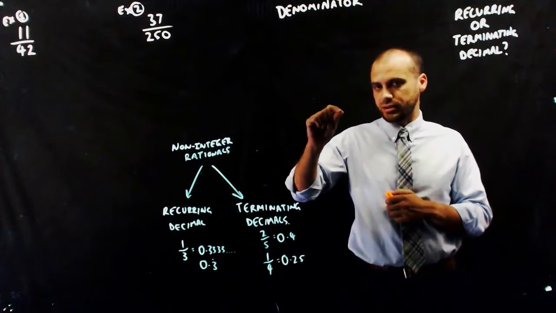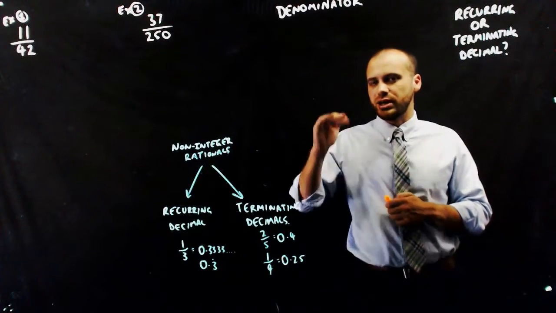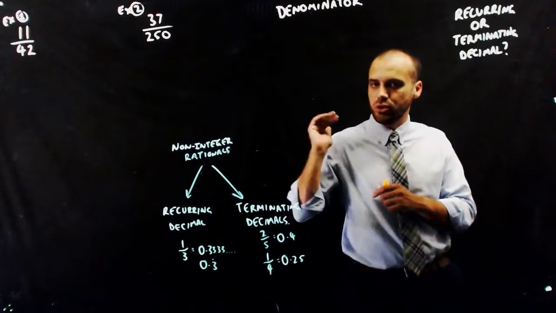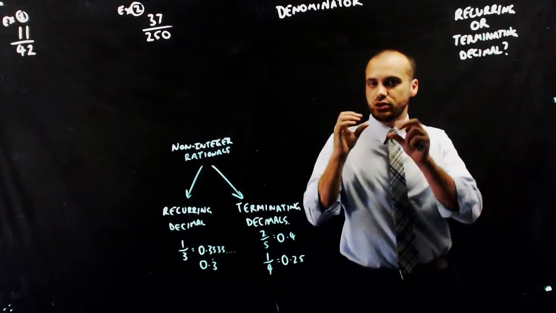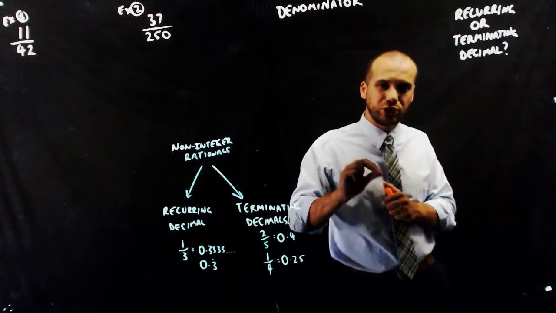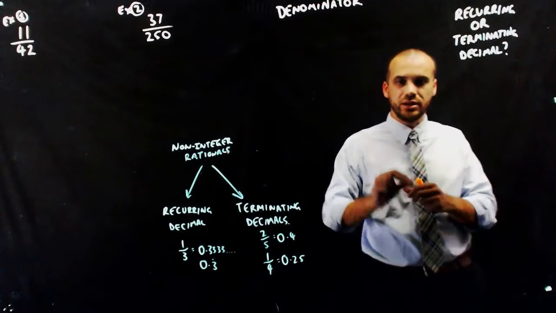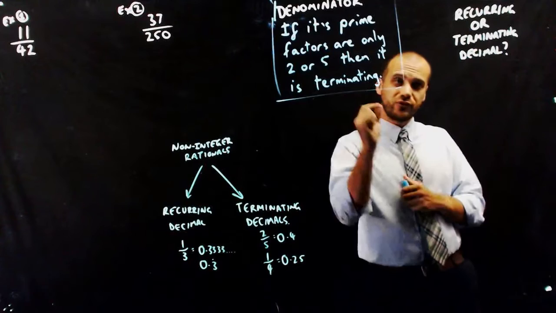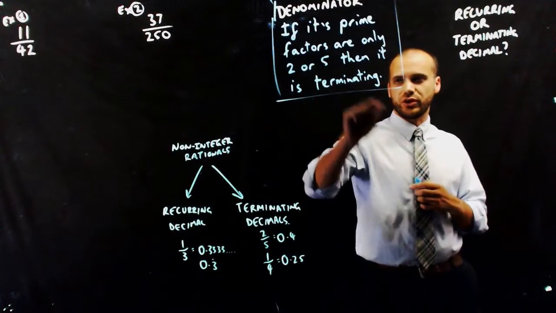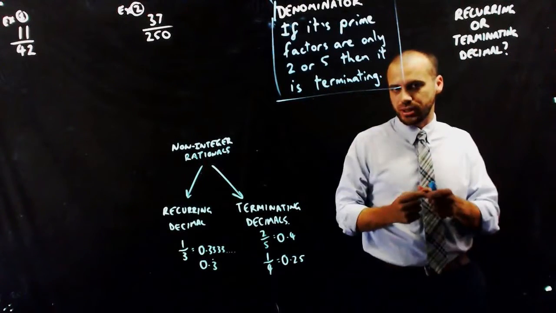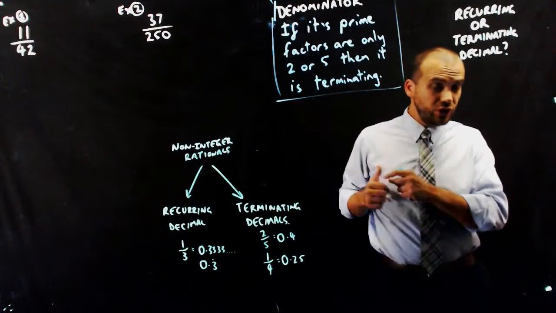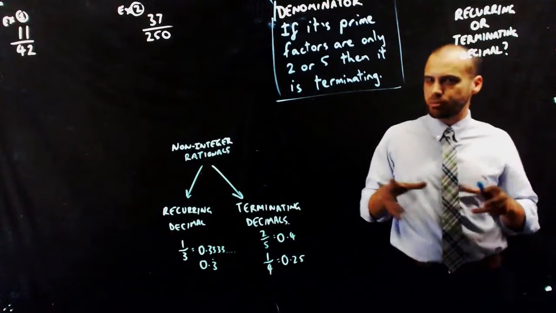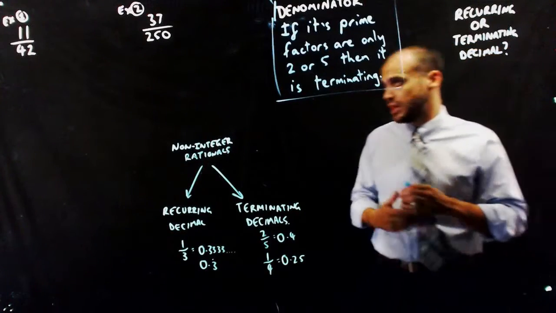The denominator, the 4 in 1 over 4, is the thing that determines whether it's going to be a recurring decimal or a terminating decimal. Now that denominator has to have something special about it, and the special thing is if its prime factors are only 2 or 5, then it is terminating. But if it's not, if it has other prime factors, then it is recurring. So you'll remember prime factors. You did them way back in year 7.